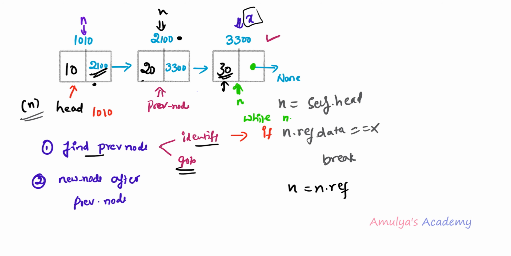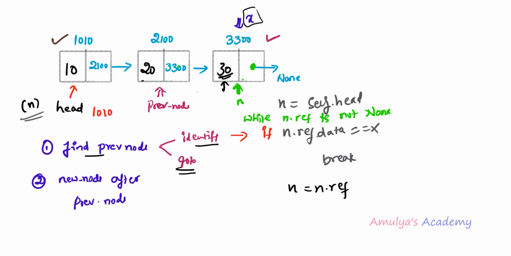So here you need to take the condition like this. If n.reference is not none, in these nodes, n.reference is not none. But in the last node, when n becomes the last node, the n.reference is none. At that time, you don't want to execute this body. So I'll take the condition like this. While n.reference is not none, execute this. So this is the code to find the previous node of the given node.